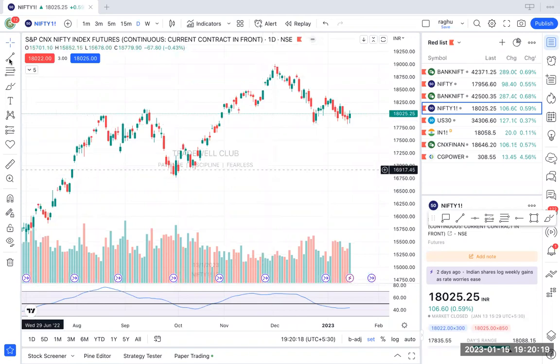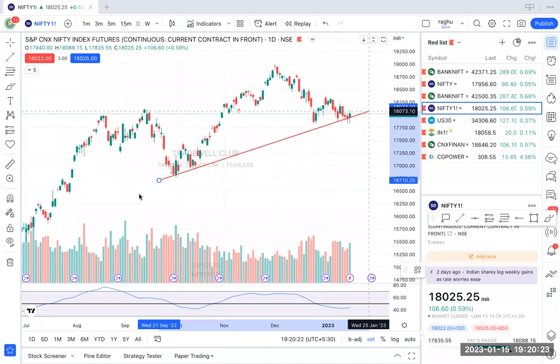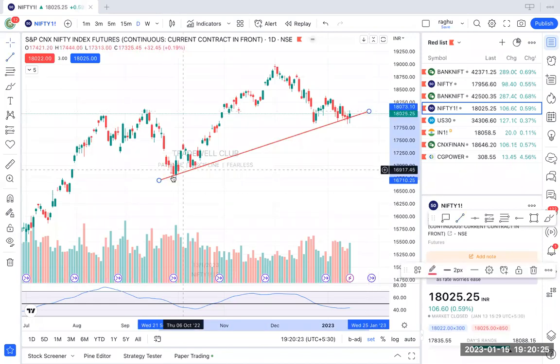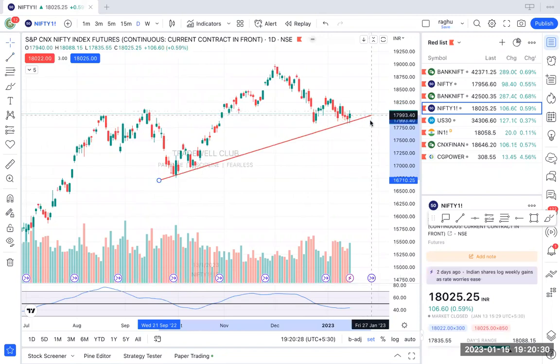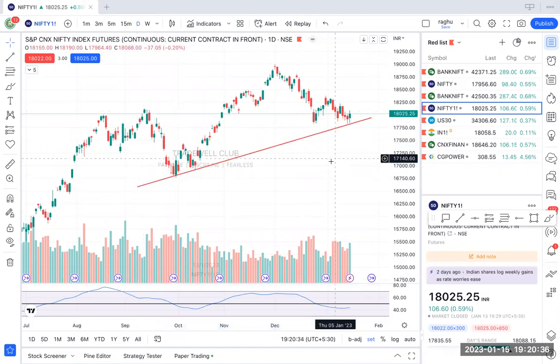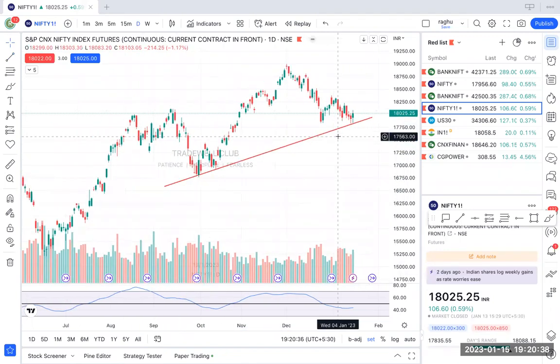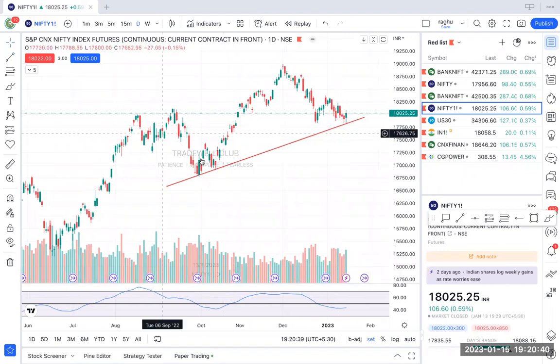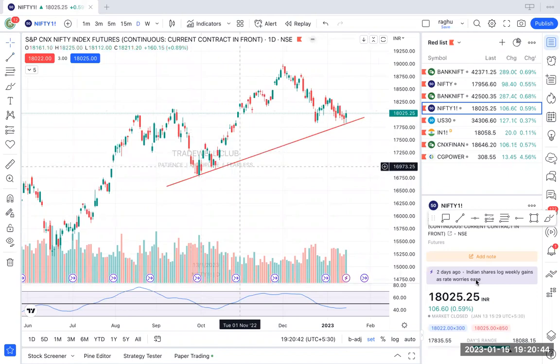Where are we seeing a trend line? For me, I am seeing a trend line here. Why? Because in this particular zone, the market is taking a support or resistance every time, and from here it is giving a bounce. So to make it more precise, I will draw it neatly. This is exactly the trend line for Nifty futures, where Nifty took a support, went up, again took a support, went up, and again now took a support and is going up.